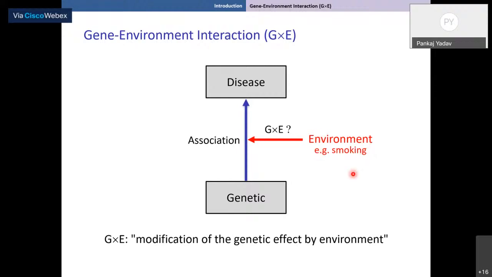Basically, what this figure is showing is that this association is influenced by the presence or absence of an environmental factor like smoking. If this factor is changing the effect size, then we can say that this environmental factor is interacting with the genetic factor in causing the disease. So in one line, we can describe G cross E, gene-environment interaction, as the modification of the genetic effect by the environment. If we see this modification, then there is a gene-by-environment interaction. I hope this is clear now, or at least obvious.